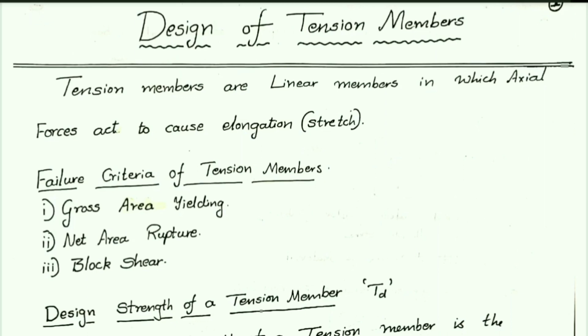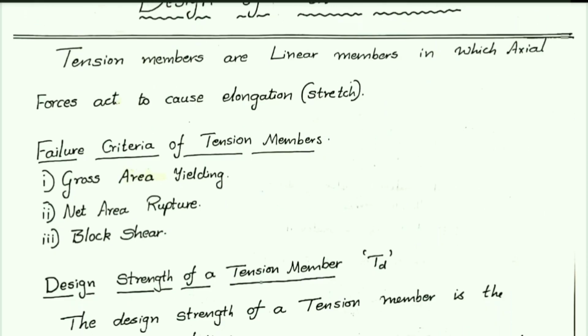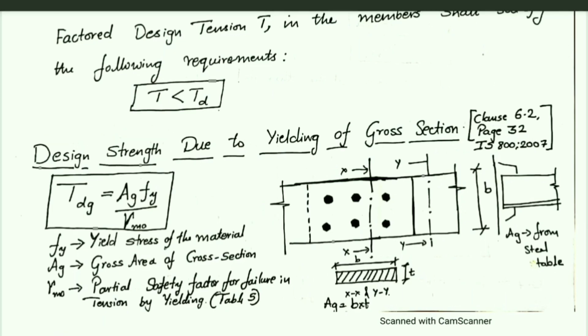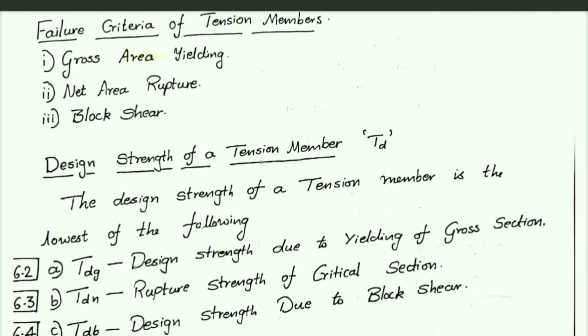When we talk about gross section yielding, the gross section means the area where the bolts are not present. If you see this line, where the bolt is there, this is the net section. And where the bolt is not present, we can take this area as the gross section. This is gross section yielding.